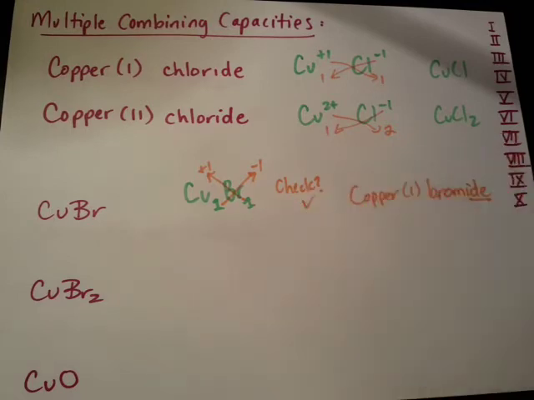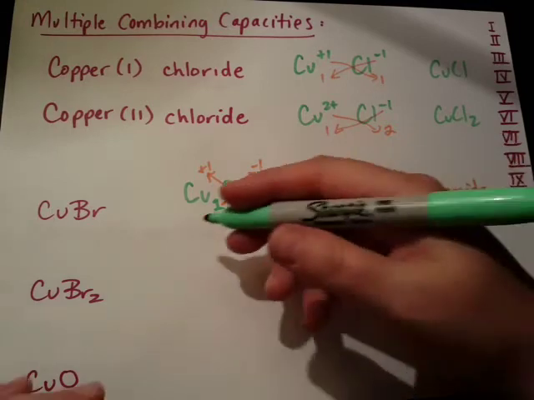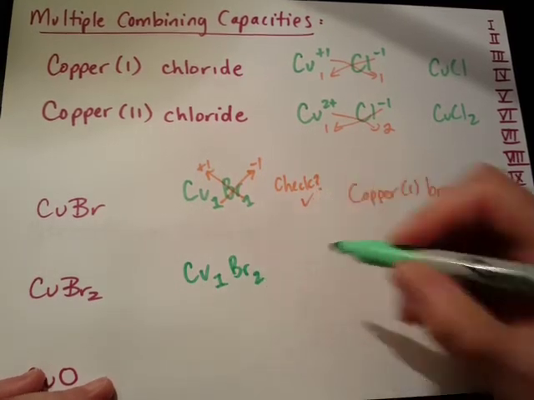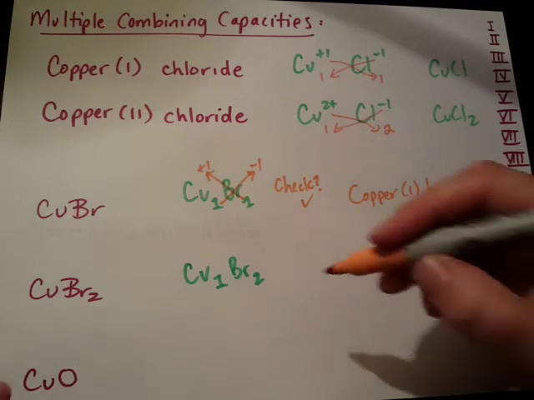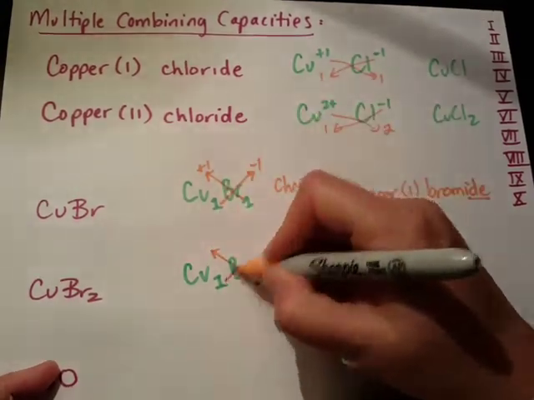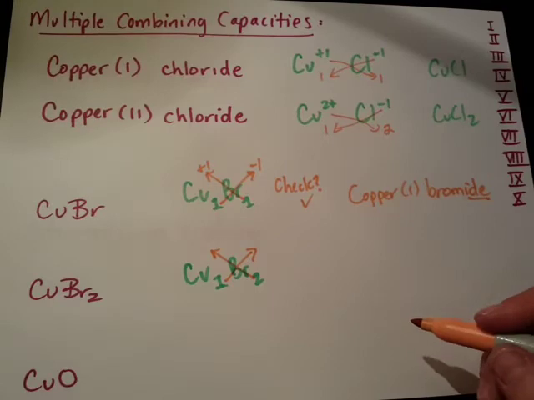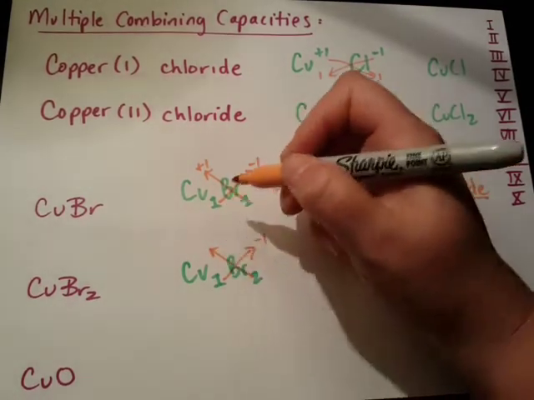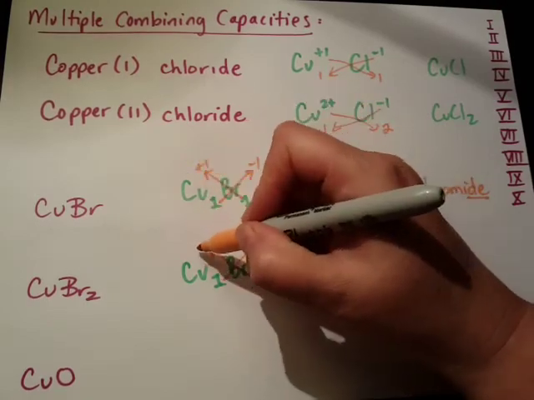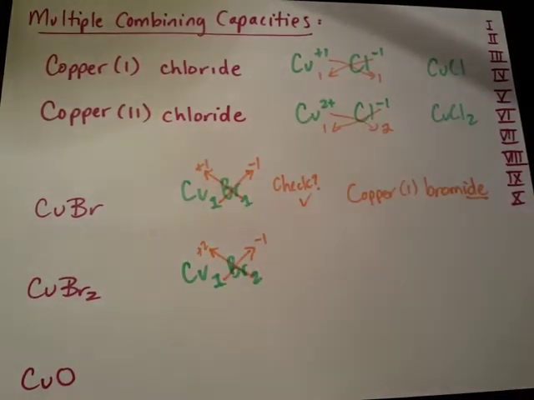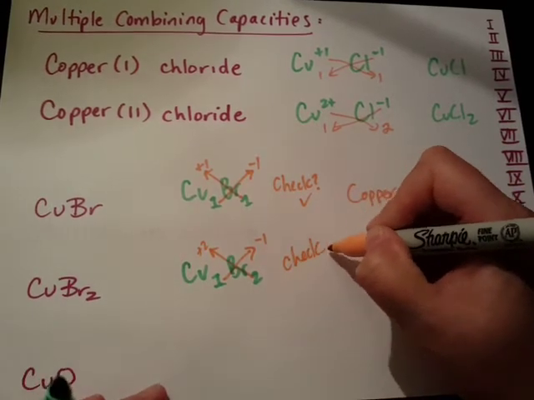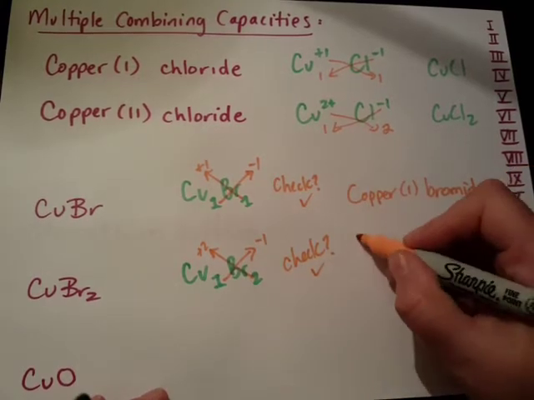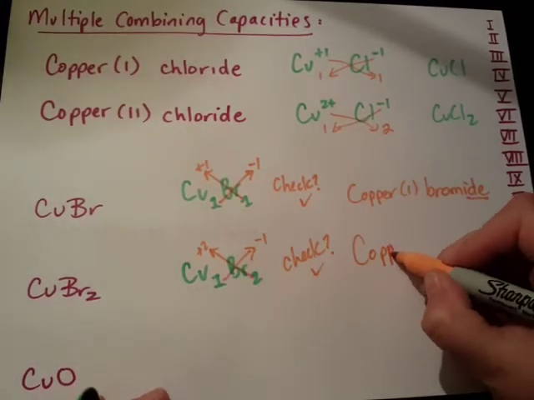For our second one, now we know something must be up here. So brace yourself. This is a weird one. We're going to unzip the formula. We bring the 1 up here, we bring the 2 over here. I lied. This isn't the weird one. We check. Is bromine actually -1? Yes, it is. So we're good. This is copper 2.